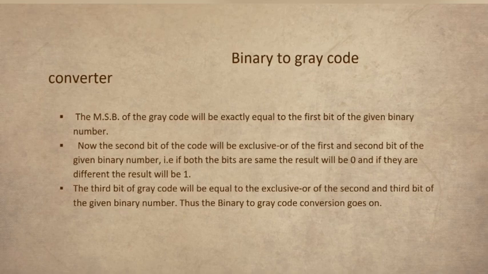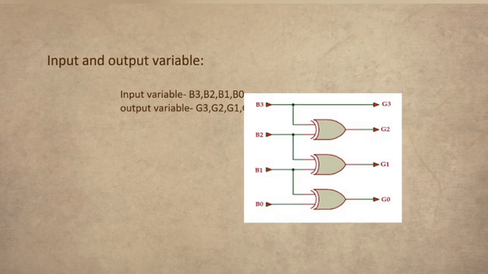The MSB of the gray code will be exactly equal to the first bit of the given binary number. The second bit of the gray code will be the exclusive OR of the first and the second bit of the given binary number, such that if both the bits are the same the result will be 0, and if they are different the result will be 1. The third bit of the gray code will be equal to the exclusive OR of the second and third bit of the given binary number. Thus, binary to gray code conversion goes on.